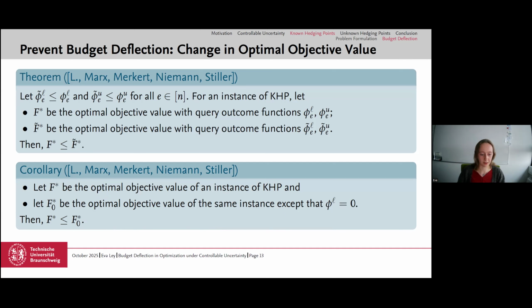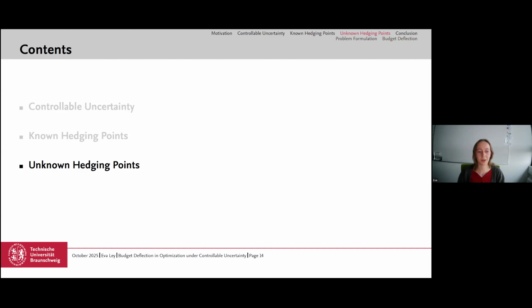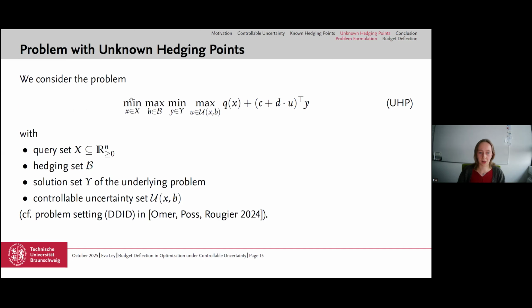Now, this is the setting with the known hedging point that I wanted to talk about. And in the last minutes, I only want to shortly touch upon a setting with unknown hedging points. Now, where we have a really similar setting to the decision-dependent information discovery setting that has been studied by Omar, Poss and Rogier, where we have some choice, some queries first.